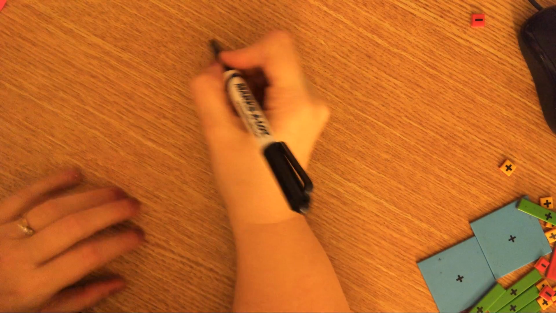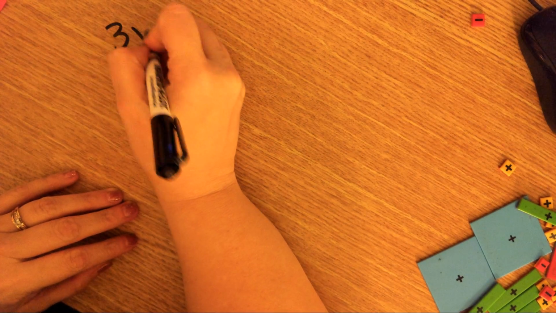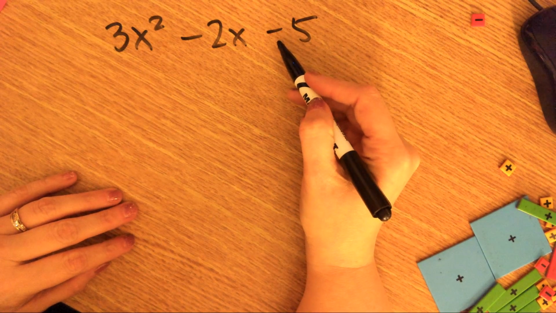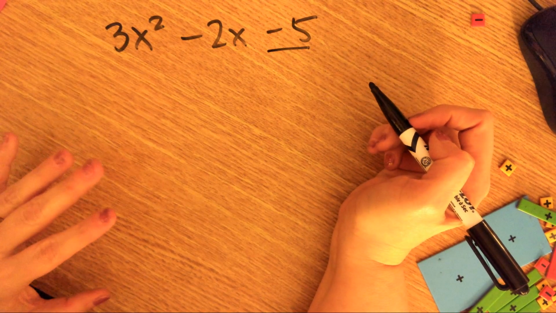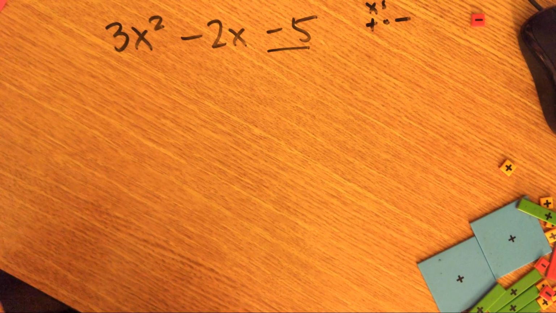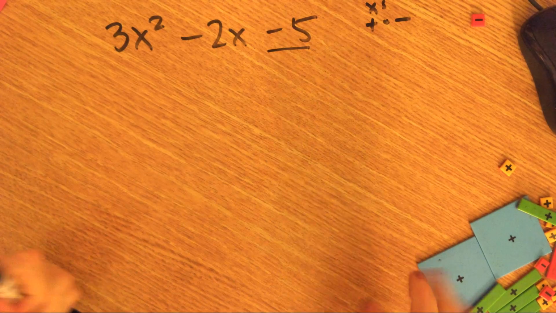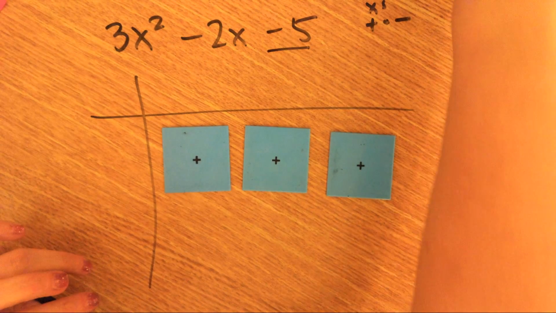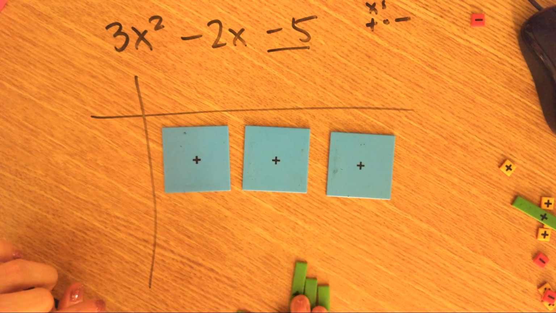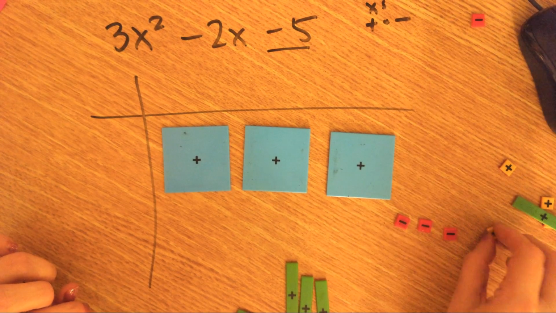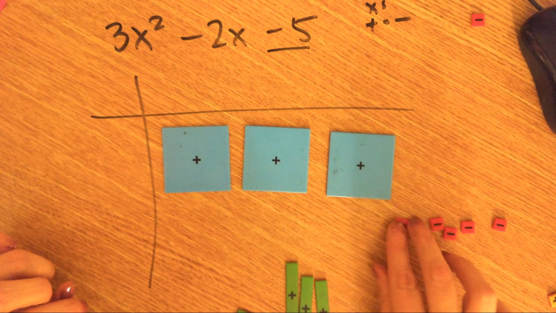Okay, so let's try this one over here, 3x squared minus 2x minus 5. I see that this is negative. That means my x's will be positive and negative. I'm going to have both positive and negative. So let's draw my little thingy here. I have to have 3x squareds, and I have to have 5 negatives. 3, 4, 5. Okay, so I have to have 3x squareds and 5 negatives.